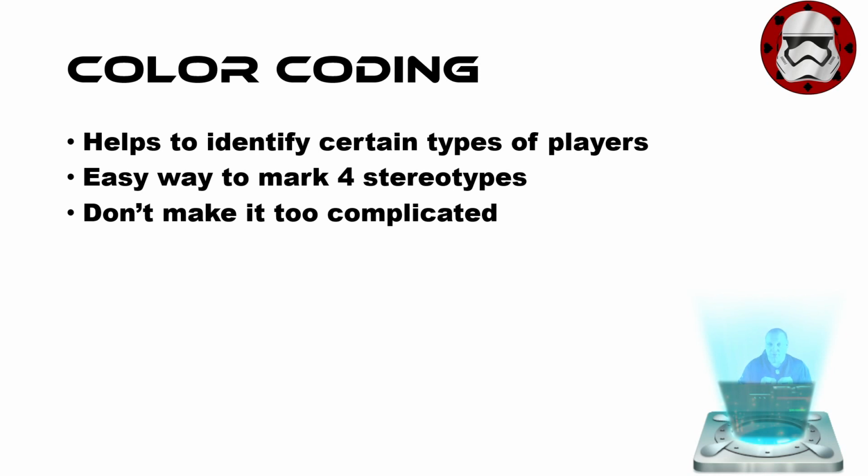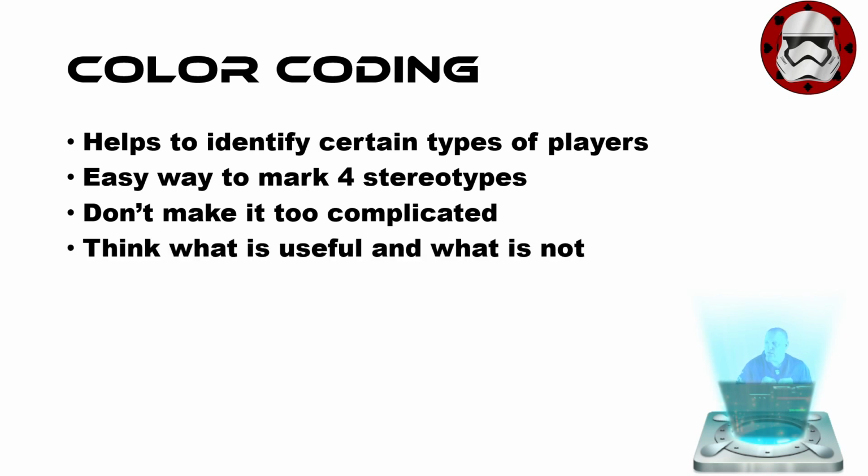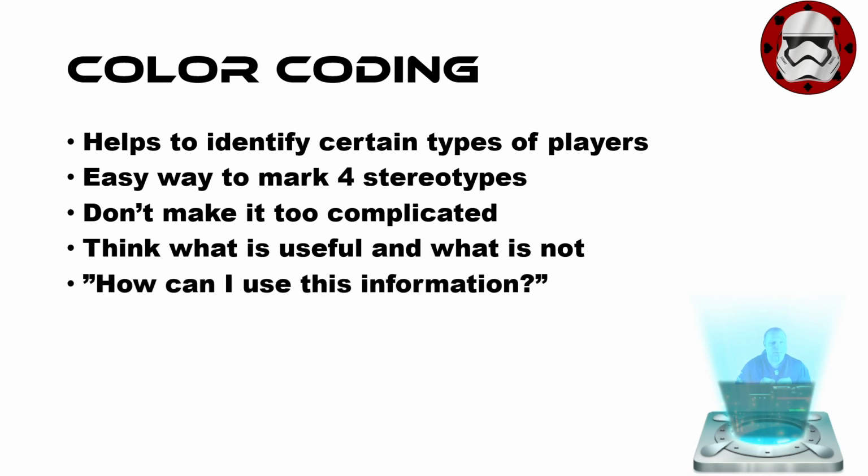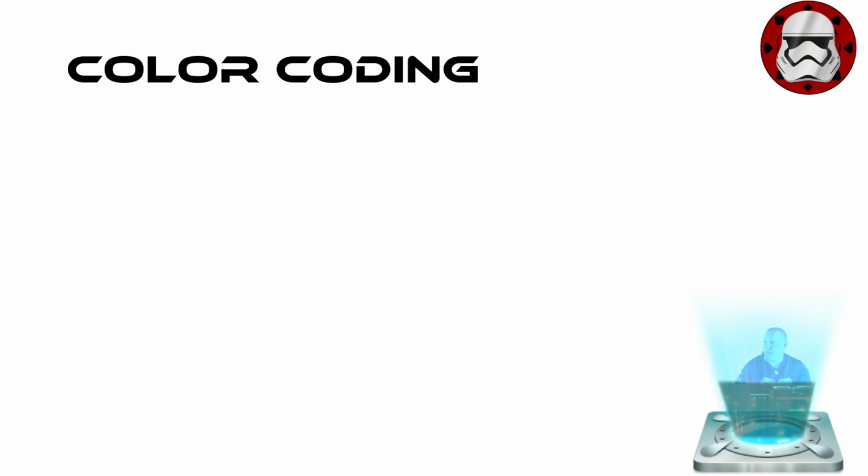Of course, you can have a complicated system if it works, but ask yourself, how do I use this information? If you know the answer, go for it. I like to keep things simple. So what is useful and what is not? Is it useful to have 15 different colors? Do I actually use the information, or am I just cheating myself? How can I use the information? That should be the bottom line all the time.